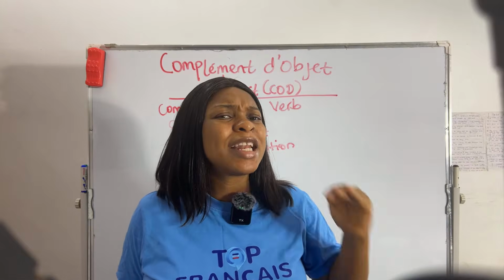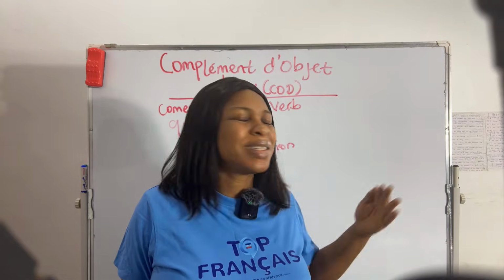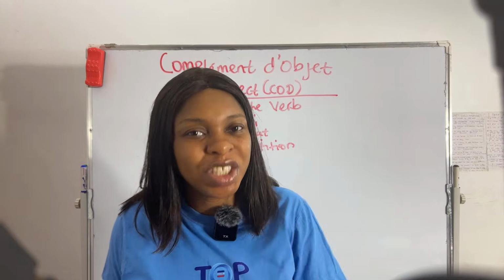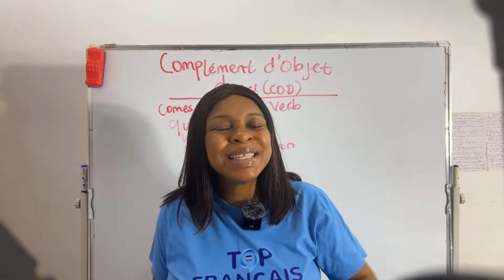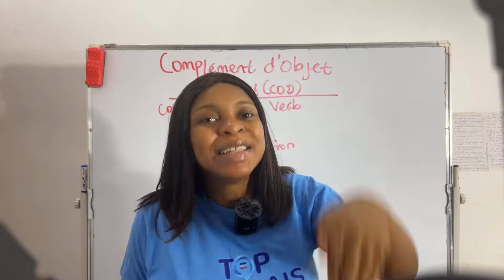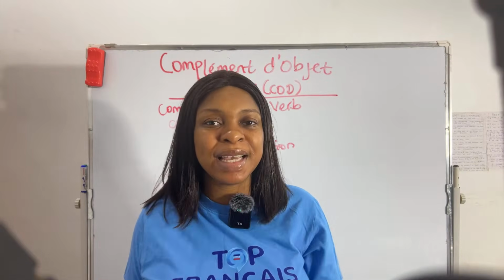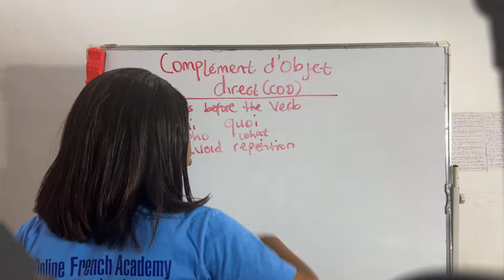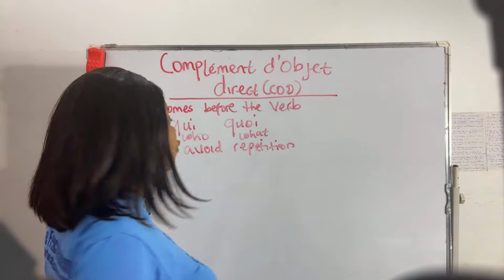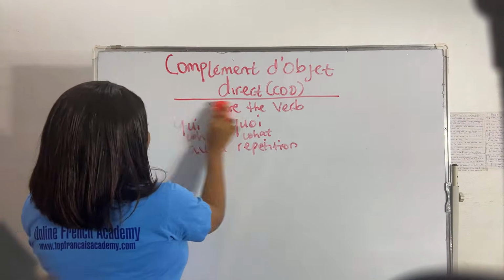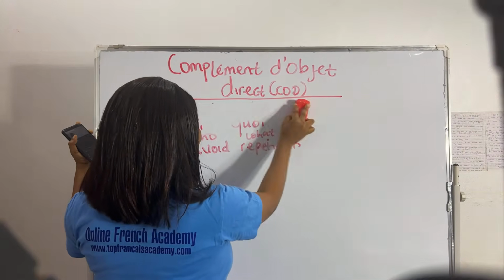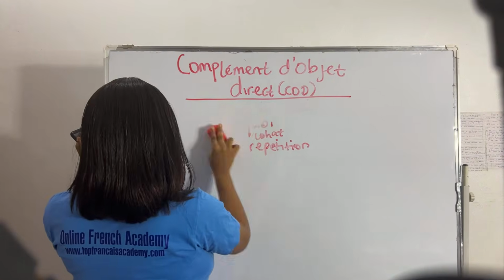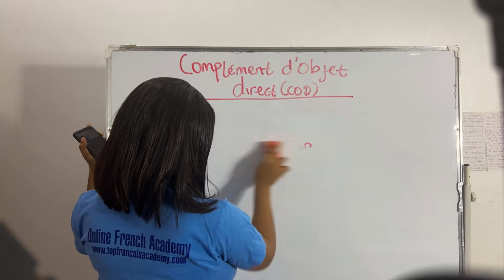So now, what are the pronouns for this COD? What is this COD about? Direct object complements. Like I said, that replaces the noun or the object, the direct object in a sentence. Now, let's break it down for you. I'm going to clean this because I want to now explain the pronouns for COD. I hope you noted all I said earlier, talking about where, how, and when we use COD. So now let's look at it.